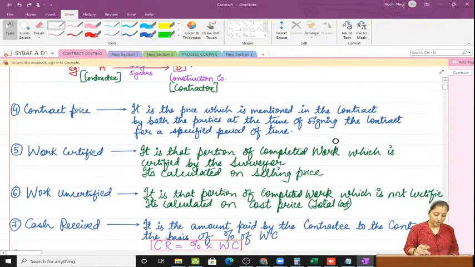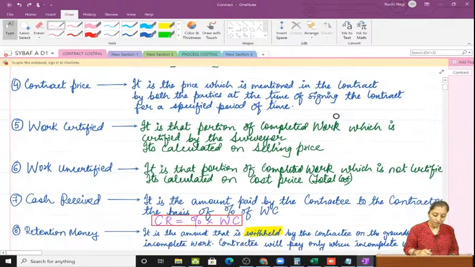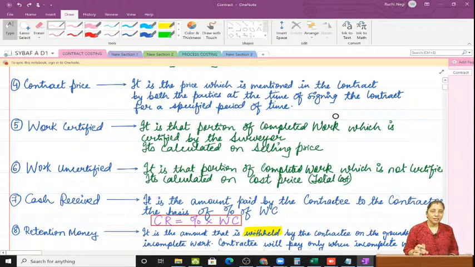Work certified is that portion of work completed which is certified by the surveyor. It's calculated on the selling price. Say for example, if the building is taking 5 years for its completion, and the contract price of the building is around 200 crores, you have to divide 200 crores by 5 years. It comes to around 40 crores, correct? The 40 crores every year has to be paid to the contractor. Fine. Who will decide how much to pay? He has to complete that much portion of the job so that he can be paid accordingly.